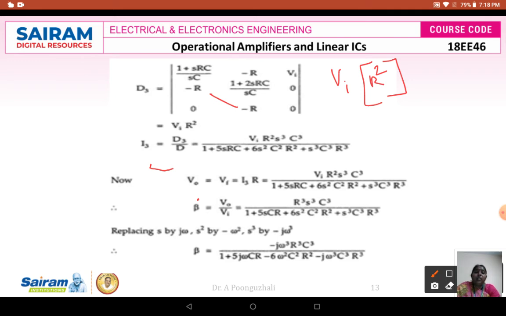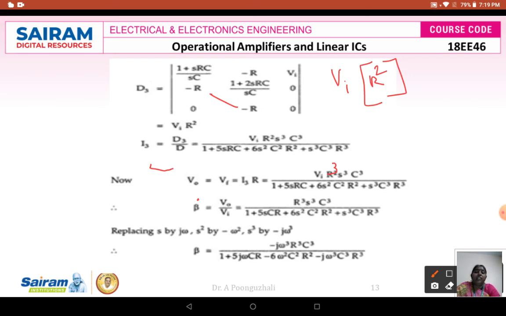So next is your beta. So here this term is going to be your R cube. Now beta is equivalent to V naught by Vi. This Vi will come, so it is R cube s cube C cube divided by 1 plus 5sCR plus 6s square C square R square plus s cube C cube R cube there.